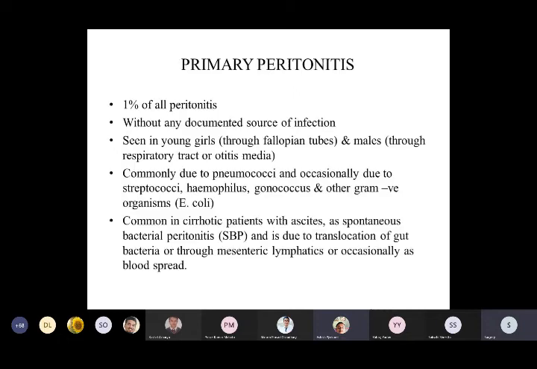Primary peritonitis is 1% of all peritonitis. There is no documented source of infection, and it is usually seen in young girls through the fallopian tubes, and in males through the respiratory tract or otitis media. It is commonly due to pneumococci, and occasionally due to streptococci, Haemophilus, gonococcus, and other gram-negative organisms such as E. coli. It is common in cirrhotic patients with ascites, as spontaneous bacterial peritonitis, and is due to translocation of gut bacteria through the mesenteric lymphatics, or occasionally as blood spread.